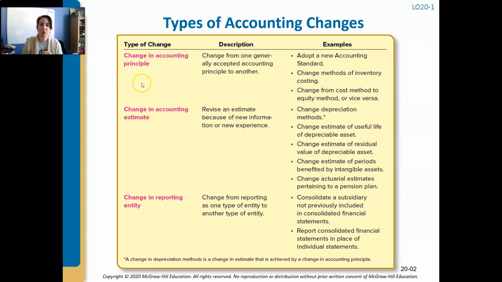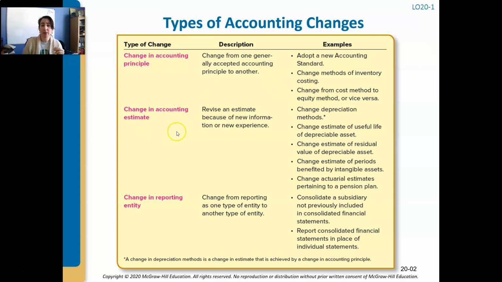Okay, so a change in accounting principle, what does that mean? It means you change from one GAAP method to another. One of the easiest ones to think about is, what if you changed the way you handled inventory? You went from FIFO to weighted average. That's a change in principle. Totally okay, completely normal to do. So it's going to have its own treatment. I'm not going to get into the treatments just yet. And there's some more examples here as well.